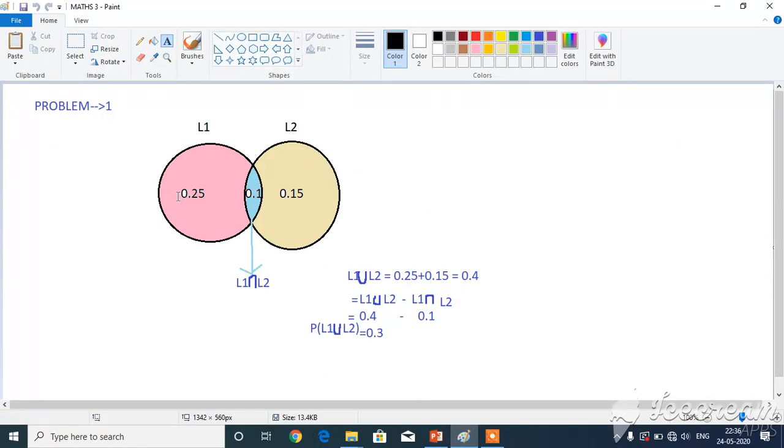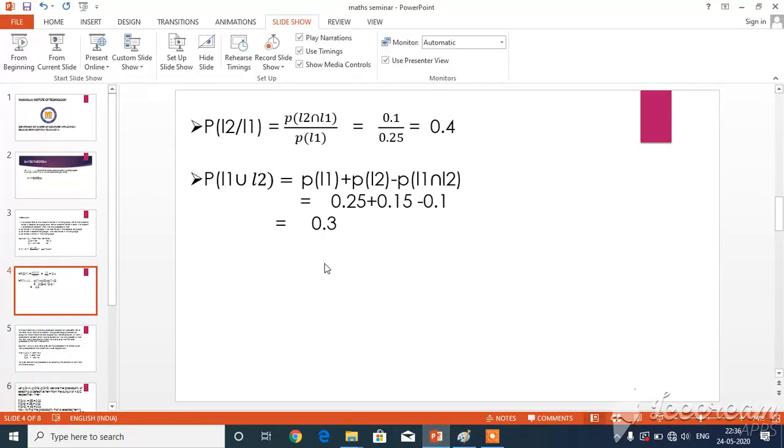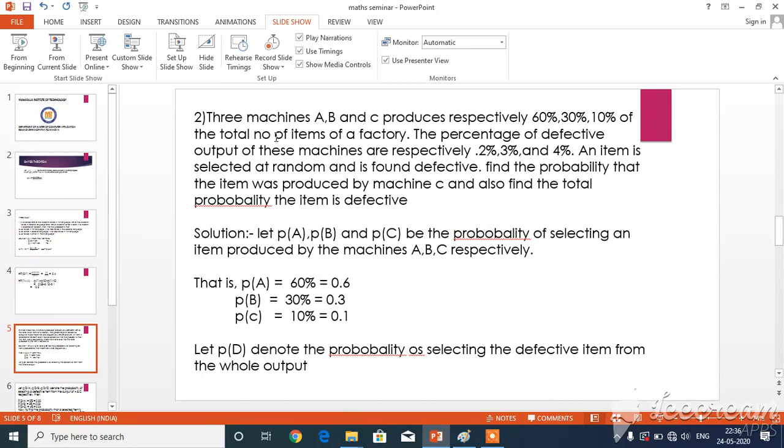Here it is the whole, 0.25 and 0.15. The union is 0.4, and the intersection is 0.1. So 0.1 students failed in both, but 0.3 students failed in either the first language or the second language, not in both. That is the first problem. Next, the second problem.